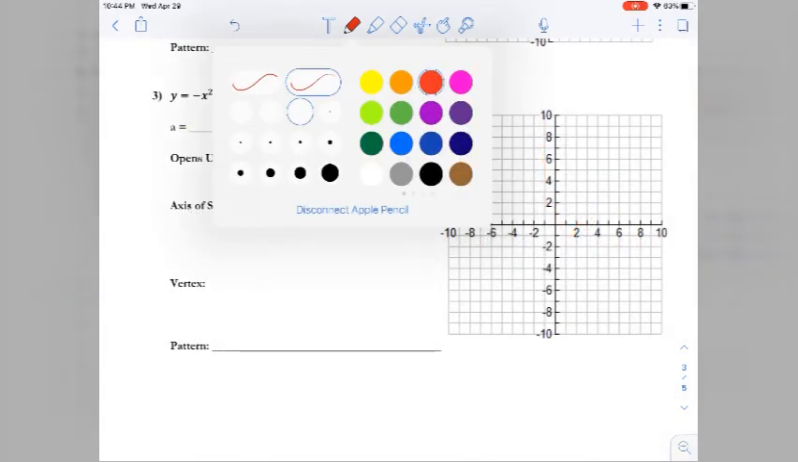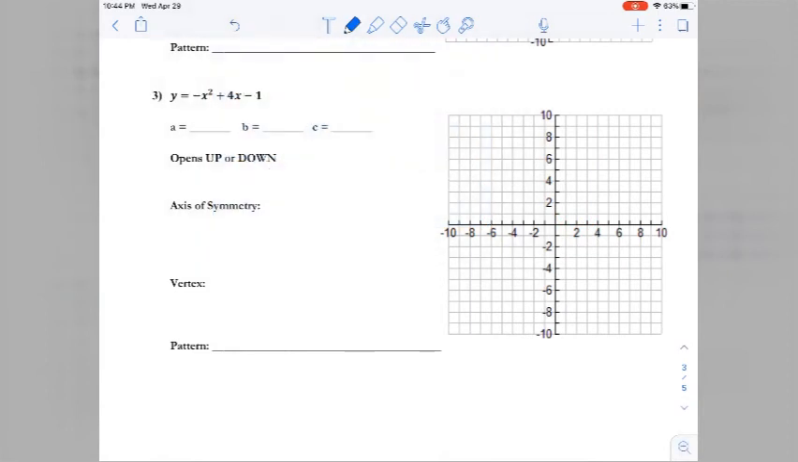All right, one more problem, and we'll call it quits for today. So again, y equals negative x squared plus 4x minus 1. We know that our a is negative 1, we know our b is 4, we know our c is negative 1. Since our a is a negative number, we know that our parabola is going to open down.